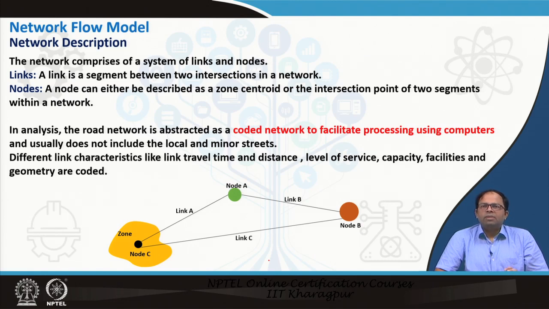So usually the zone centroid is the point from where the traffic volume from that particular TAZ is loaded into the network, and it is usually not loaded into an intersection or into a connection between two links. It is usually linked to the middle of a particular link.